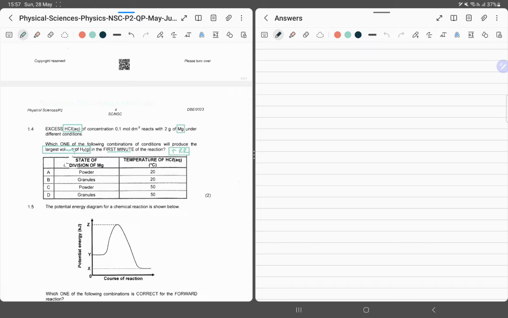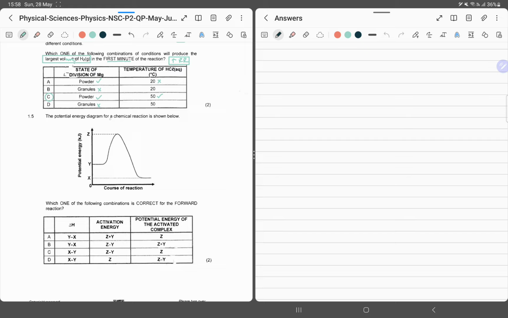Okay, now the state of division, powder versus granules. We know powder will be superior to granules, right? Obviously we have eliminated 2 because they repeat, right? So already we're dancing with A and C. Now a higher temperature is going to be favored over a lower temperature, so the answer here becomes C. We move on.